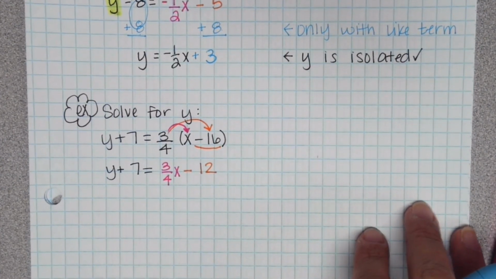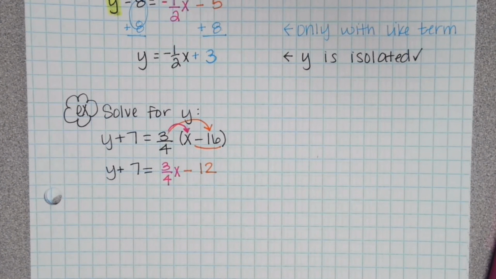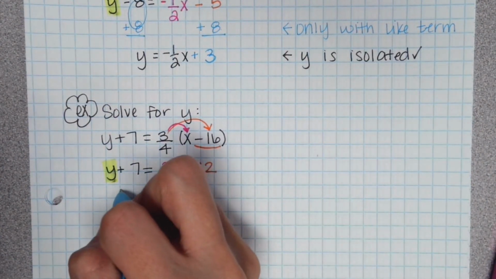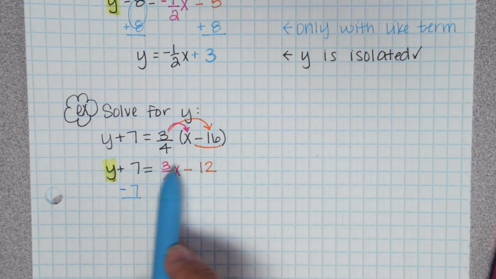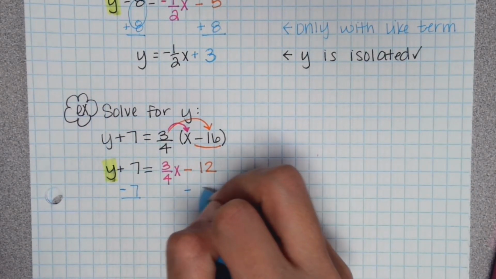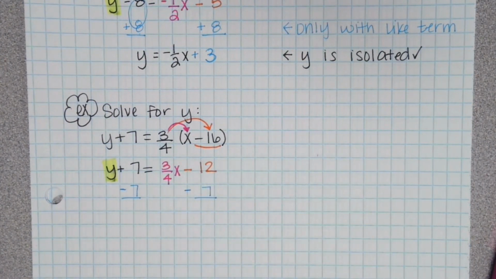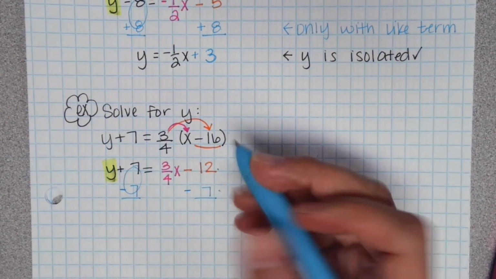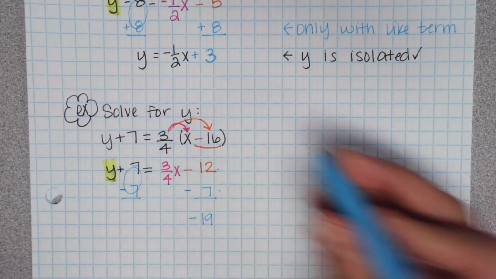You would add the, well, I would add the 12 first. What are we trying to get alone? Oh, the y. So minus 7. Minus 7, yes. And where do I subtract it on this side? On the negative 12. 7 minus 7? 0. Negative 12 minus 7? Negative 19. And I'm going to bring everything else down.